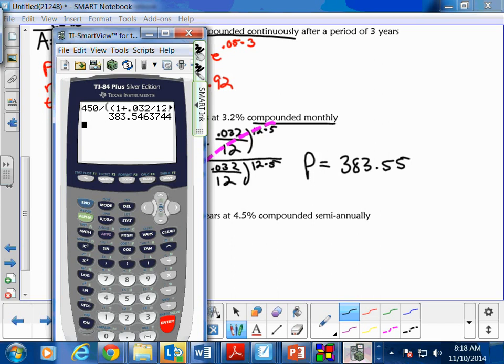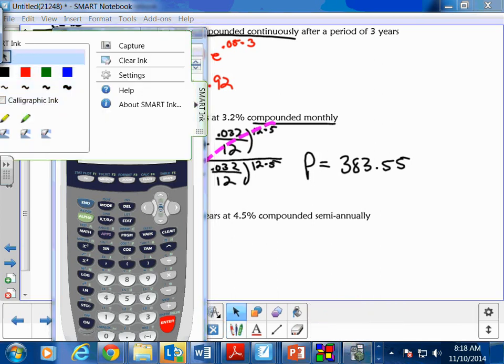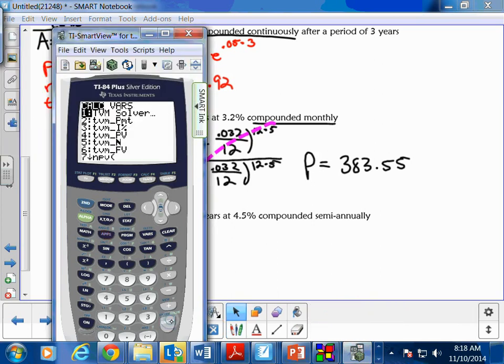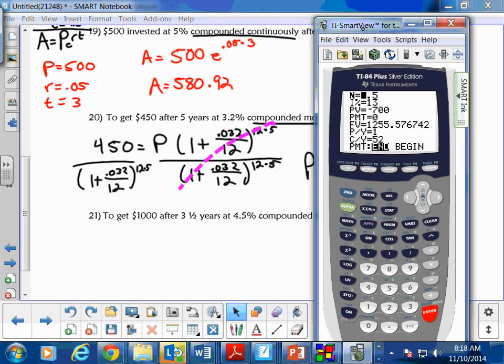So we go to the apps menu and enter in there. Now, the term in this one was 3 years, right? Or 5. No, 5. This one's 5. Interest rate on this was 3.2. The PV on this, we don't know, so we're going to put that as 0. The future value that we want is 450. And the compounding periods on this one is 12, because it's monthly.